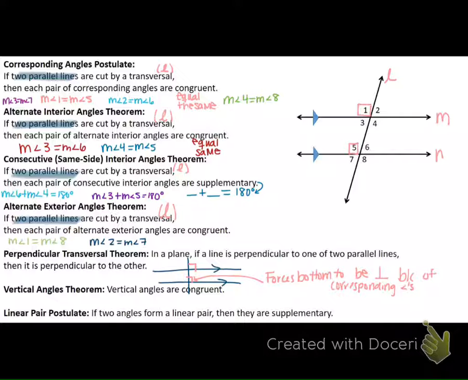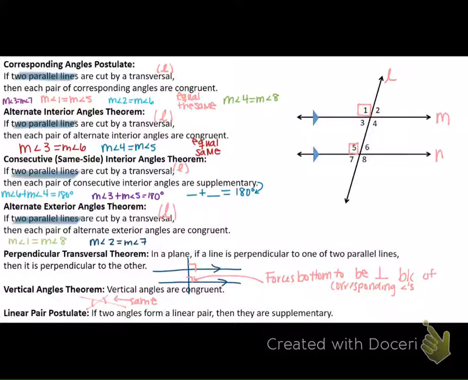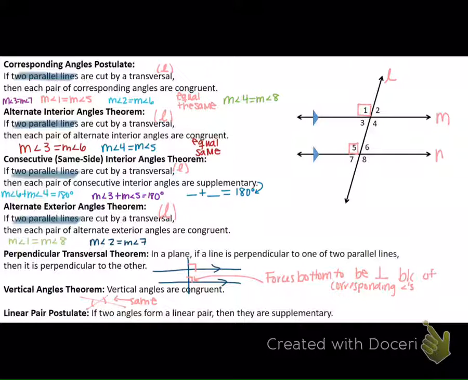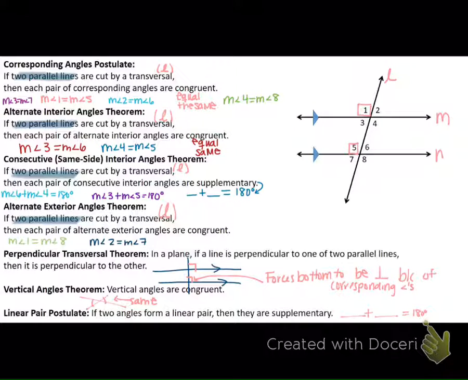Okay, vertical angles theorem. We know that angles that are opposite each other that form the X are congruent. So those are the same. And we know that if two angles form a linear pair, then they are supplementary, which means they add to 180. All right, go ahead and get that written down, and then when you're ready, we will keep moving along here with doing some examples using what we just learned.